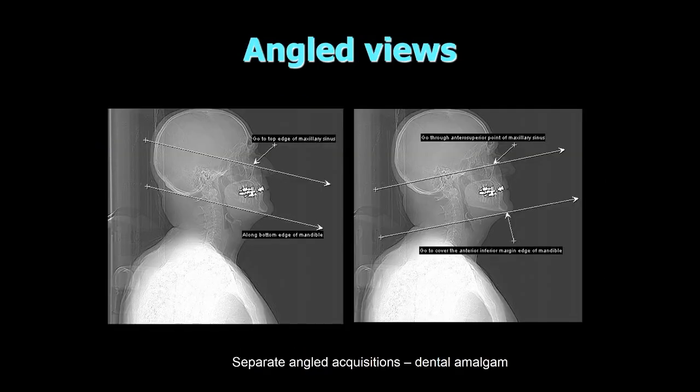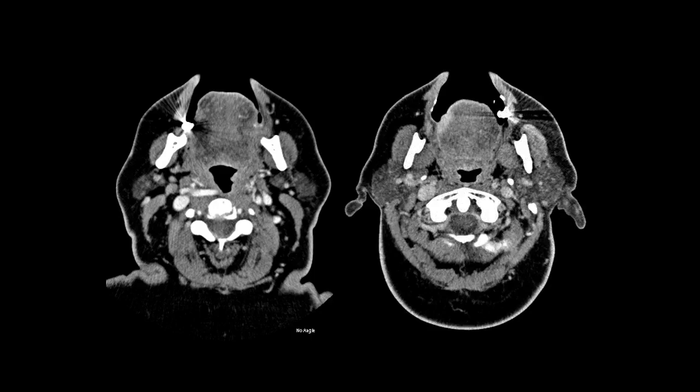If there is dental hardware, we do separate angled acquisitions into oblique planes, as you can see here, using a lower mA. Here's an example of angled imaging and its use. This patient has an oral cavity lesion, and you can see that the dental streak artifact is causing obscuration. With angled imaging, we can see that the lesion in the tongue is now visible.